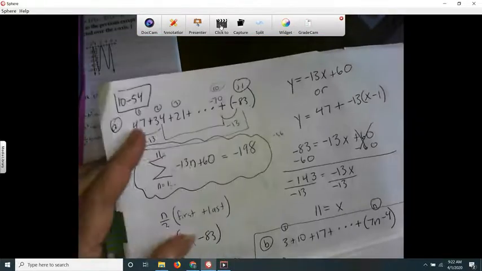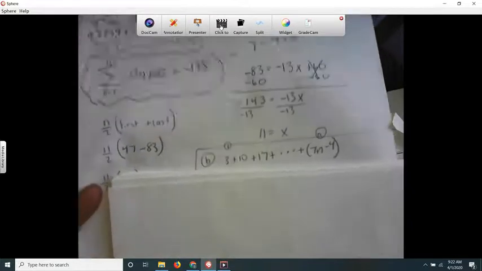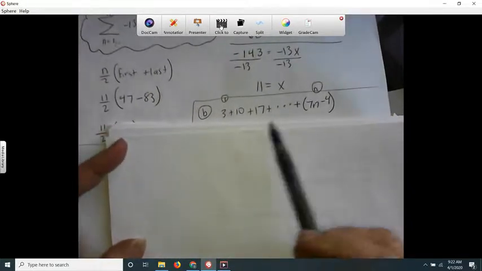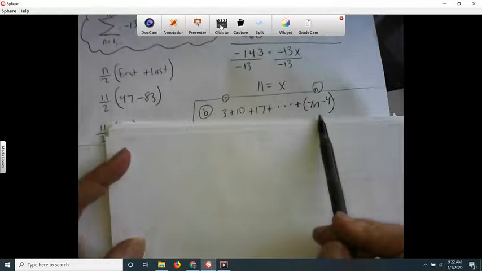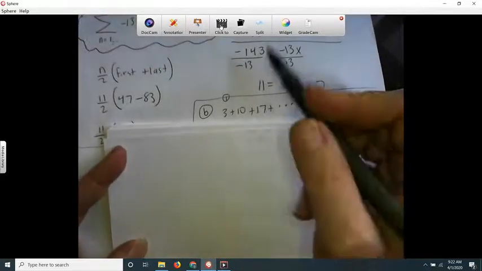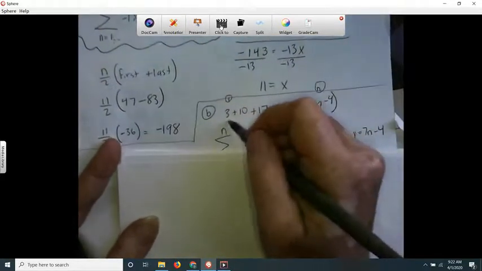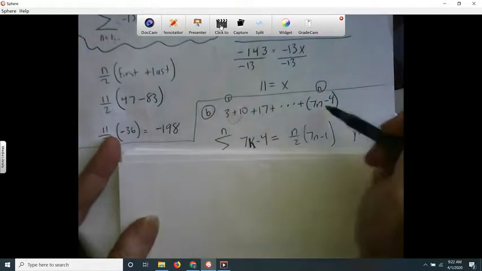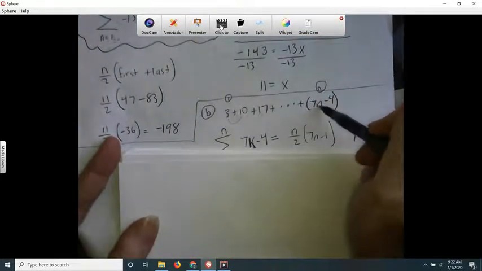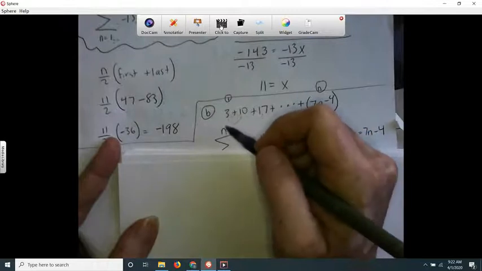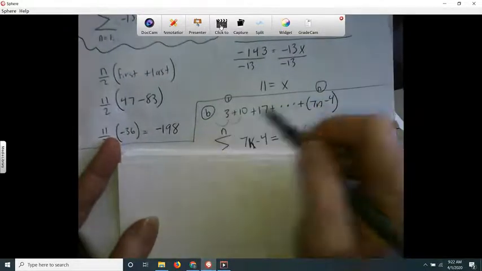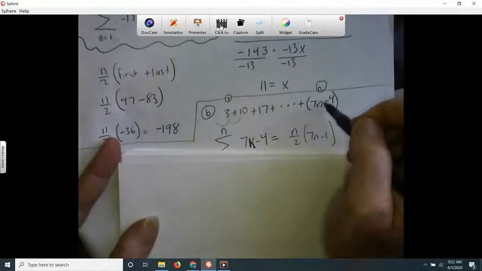And then letter B, they're trying to do something tricky. They don't give you the last term. They say, here's your sequence. So what's happening with my sequence? It's adding 7, right? But they already gave me the rule. It's adding 7. If I went backwards, I would subtract 7. That's where that negative 4 came from.